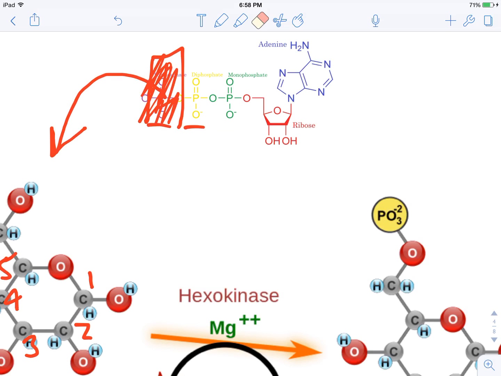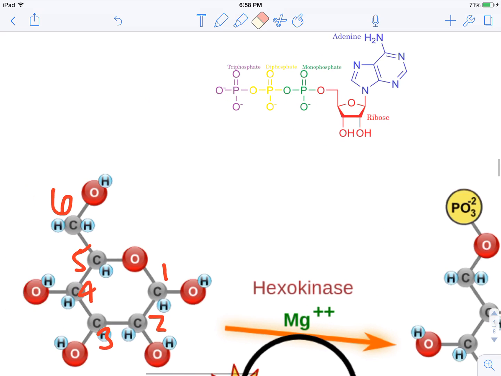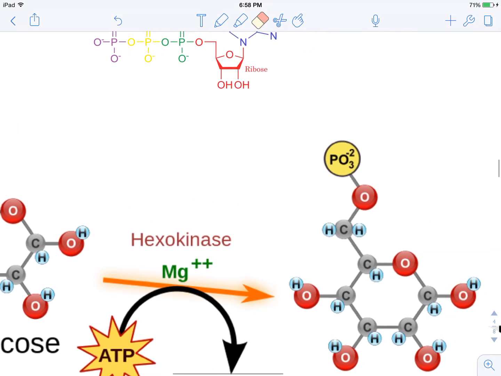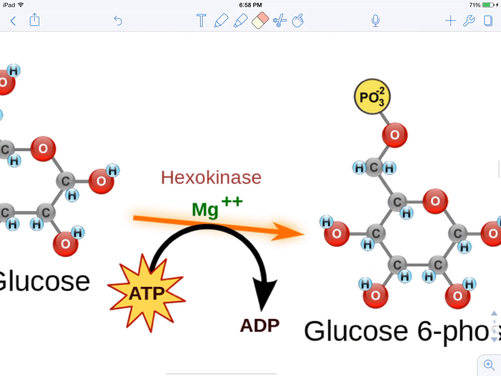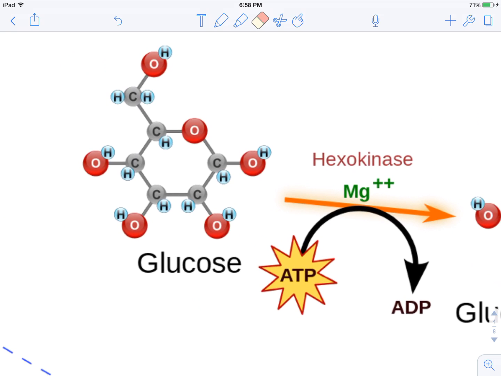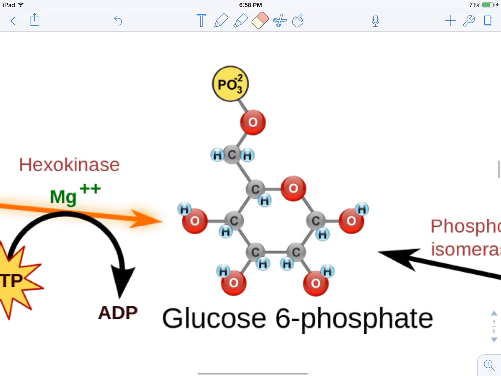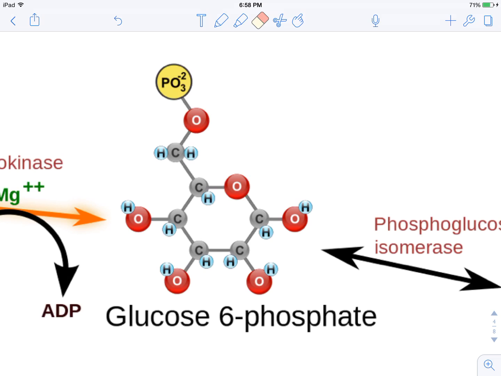Now, if I'm going a little bit too fast, please let me know, and for the next tutorial I will slow it down. But I want you to understand and appreciate the names. We started with glucose. After the first stage, we got glucose 6-phosphate.